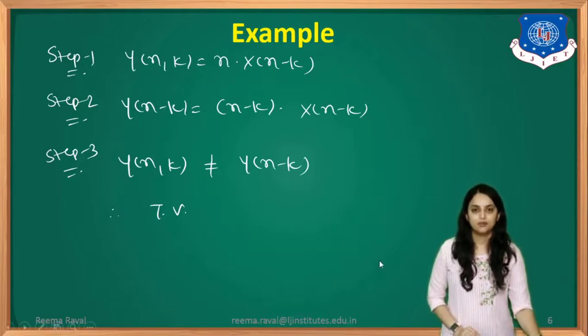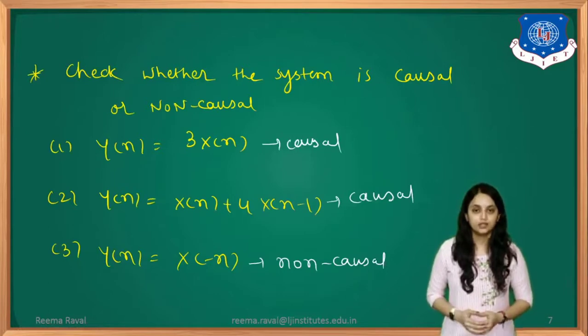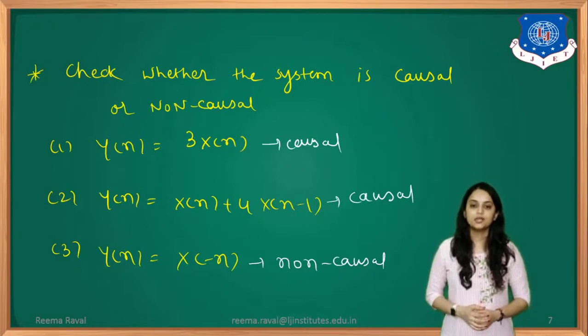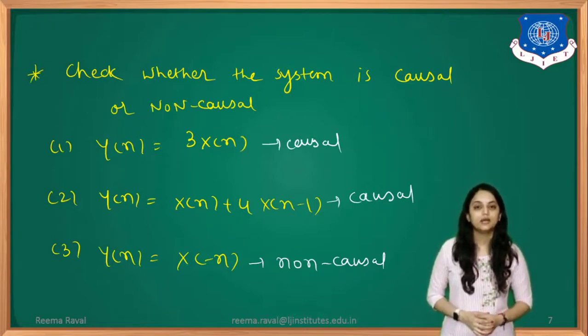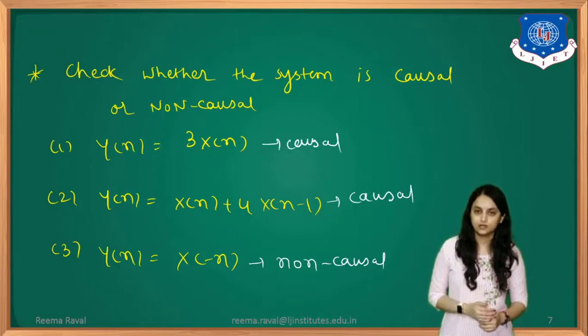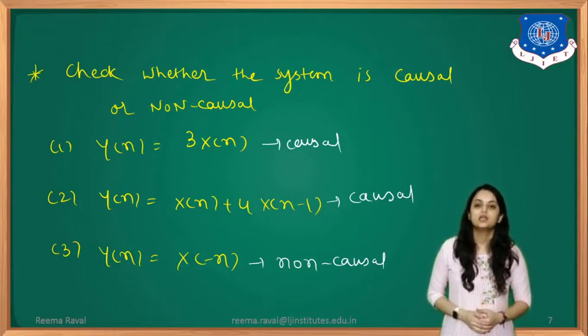Alright. Let's move to the next example. Here it is asked to check whether the system is causal or non-causal. First one is y of n equals 3 into x of n. A causal system should depend on present and past values. It should not include future values. So we have y of n equals 3 into x of n. That means it depends on the present value only, which makes it a causal system.